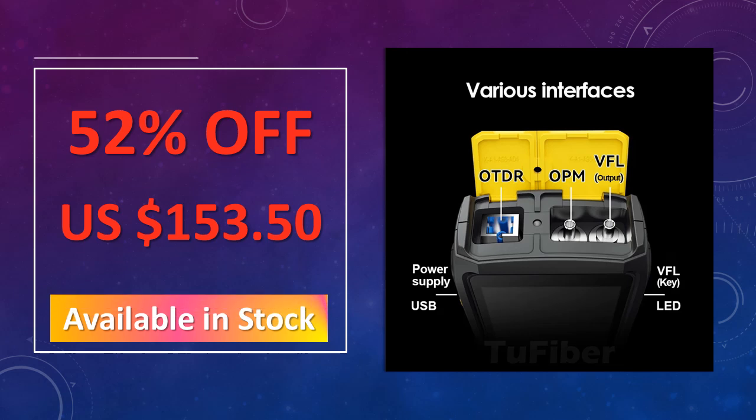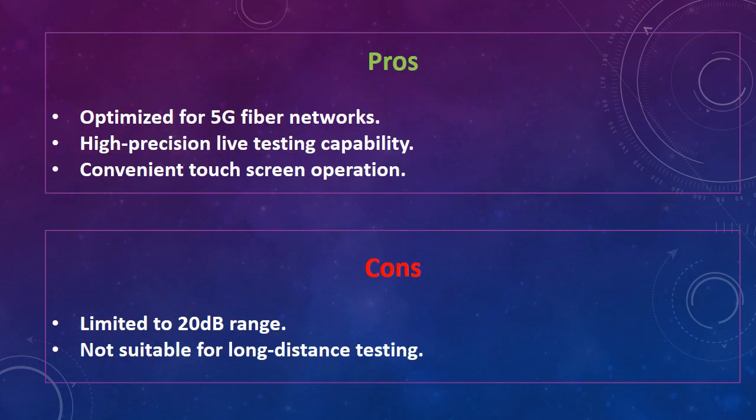The advantages of this Mini OTDR are optimized for 5G fiber networks, high-precision live testing capability, convenient touchscreen operation. The disadvantages of this Mini OTDR are limited to 20 dB range, not suitable for long-distance testing.